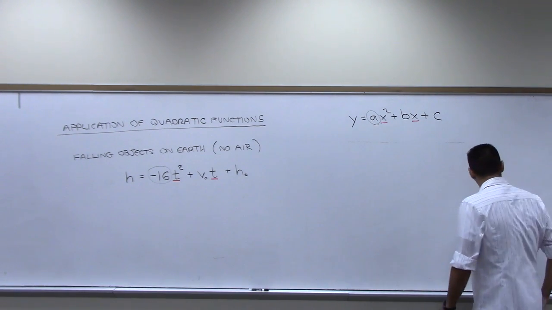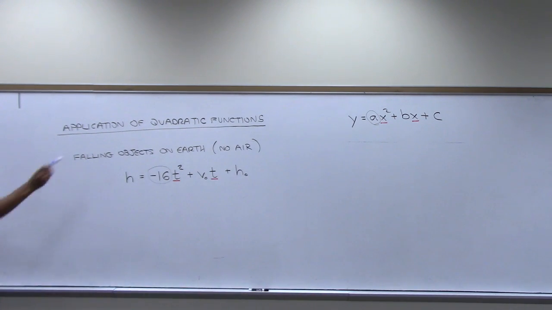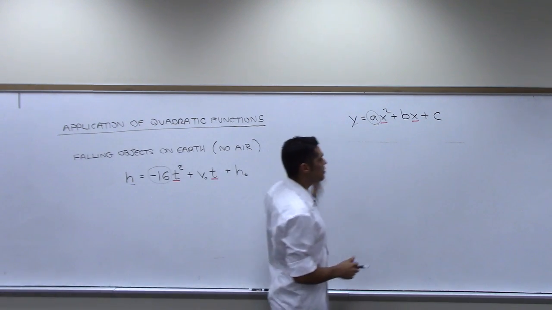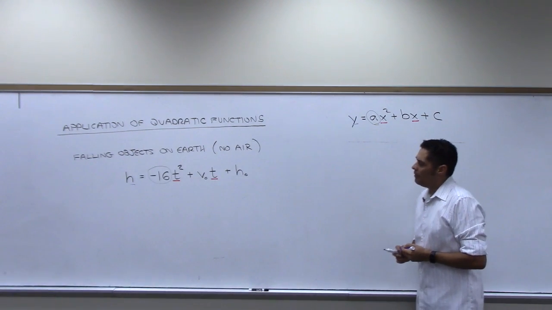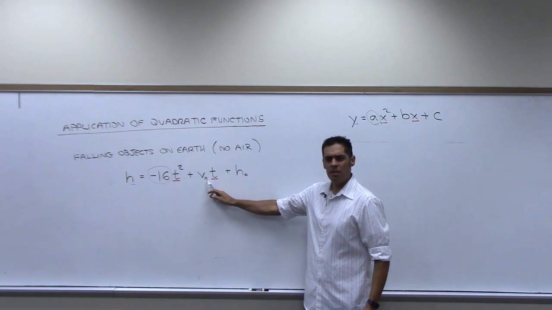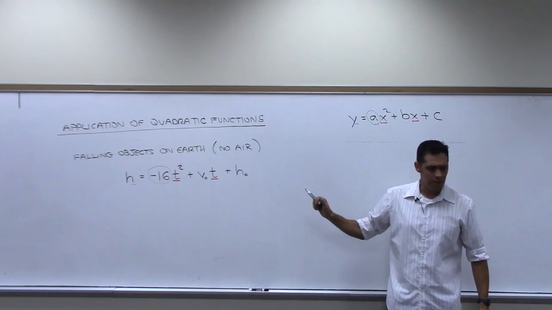The H is really the what? The H is the Y, okay? The H is the Y. And then the only thing left is that little V with this subscript 0 and this H with the subscript 0. And I'll tell you what those mean.